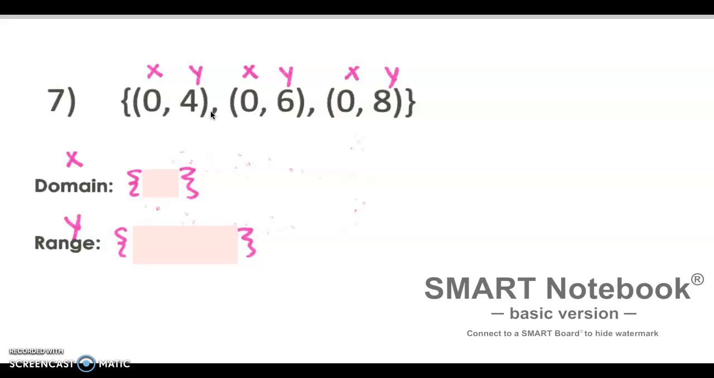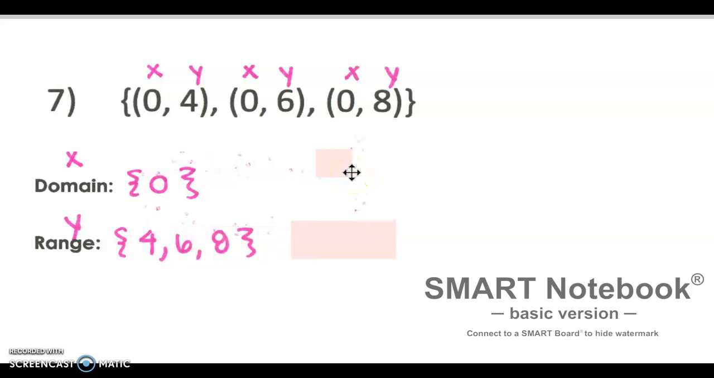In this example, we only have one input. Even though we have 3 ordered pairs, they all have an x value of 0. So the only value in our domain is 0. It's the only possible input for this function, or for this relation. The range is all of the possible y values. So here, our possible y values are 4, 6, and 8.